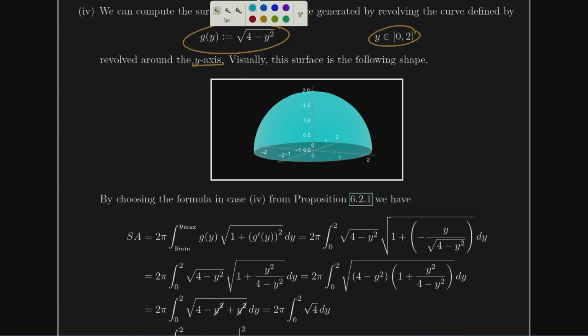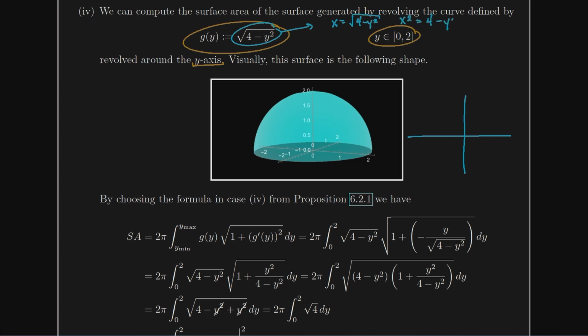What does that look like if I didn't already know how to do it? Well, if we think about the equation, x equals root 4 minus y squared, I can square both sides. I get x squared is 4 minus y squared, and I can solve for x squared plus y squared, and that's going to be equal to 4. This is just a circle of radius 2.